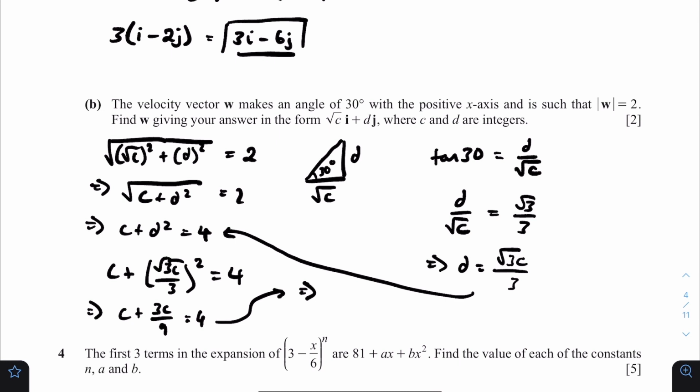So that means that 9c plus 3c equals 36. So 12c equals 36. So c is equal to 3.